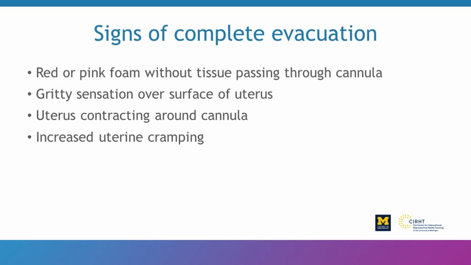So what are the signs of complete evacuation when we do manual vacuum aspiration? You see red or pink foam when we do tissue examination within the cannula, and you hear a gritty sound, and usually the uterus also contracts, and the cervix again contracts around the cannula.